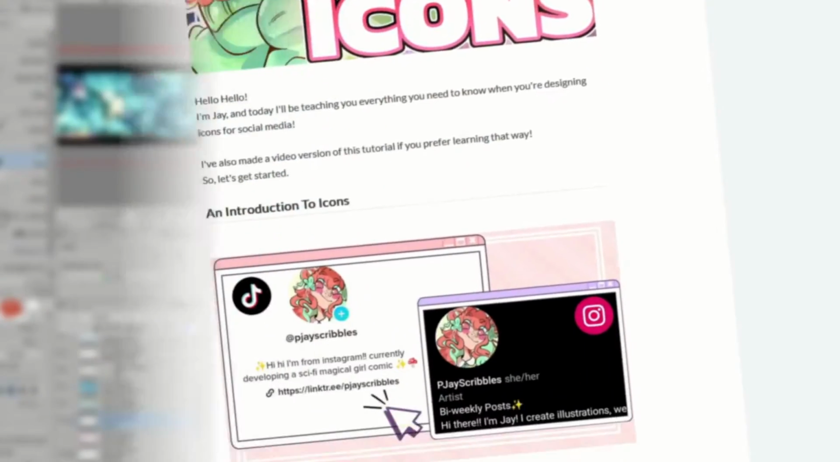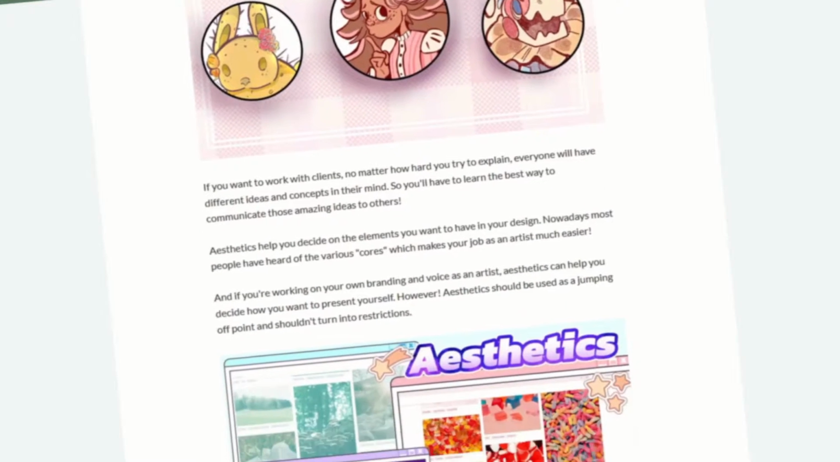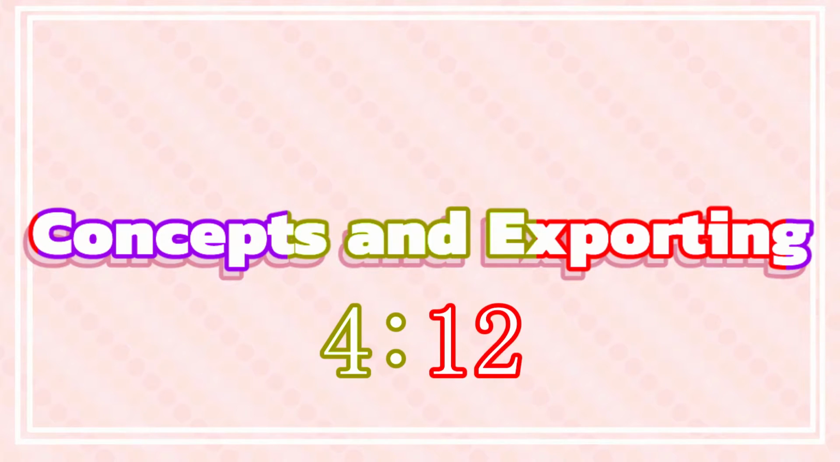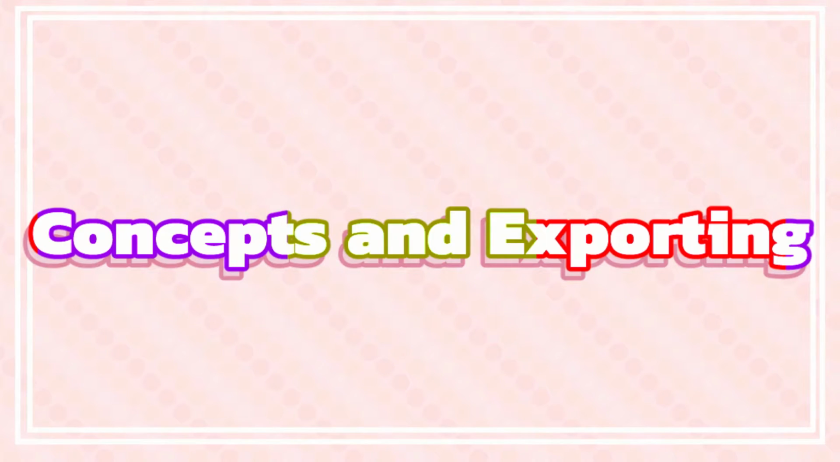I've also made a text version of this tutorial if you wanted to check it out and save it for later. This tutorial is split into two sections, concepts and exporting. If you're more interested in the exporting side of things, such as creating your own icon template, canvas sizes, and whether or not you should use JPEGs or PNGs when sending icons over to your clients, you can go ahead and skip to this part of the video. And if you're interested in the concept side before we get into all this, you can continue watching. So let's get right into it.